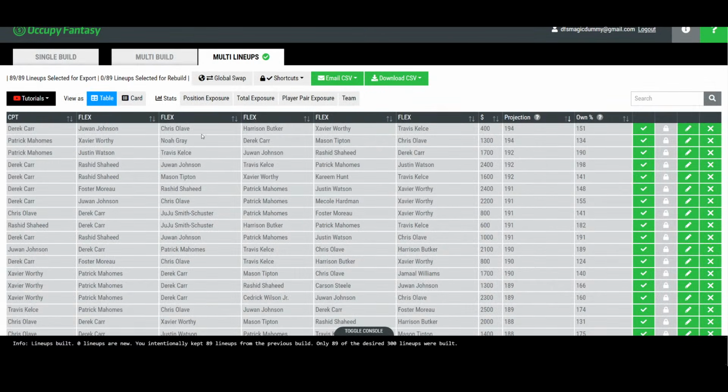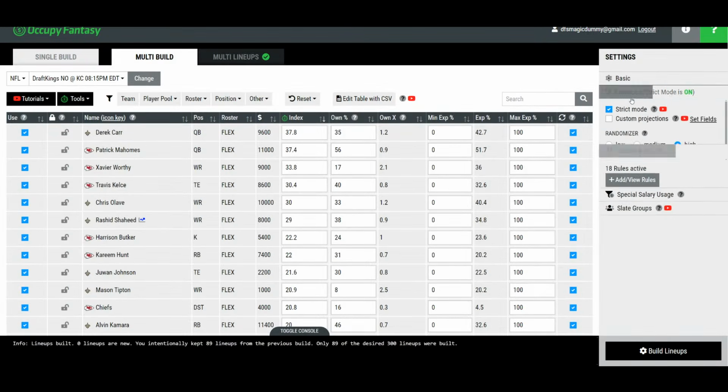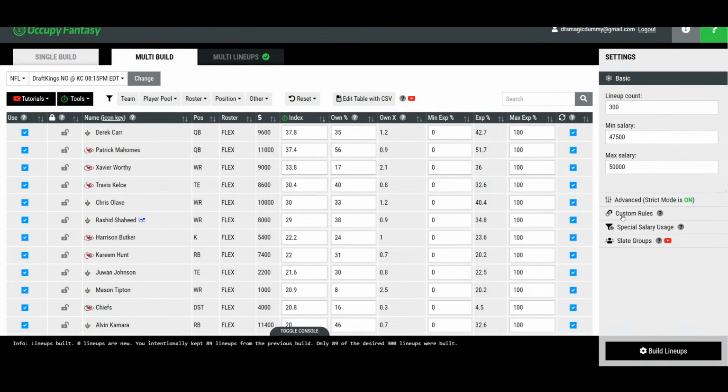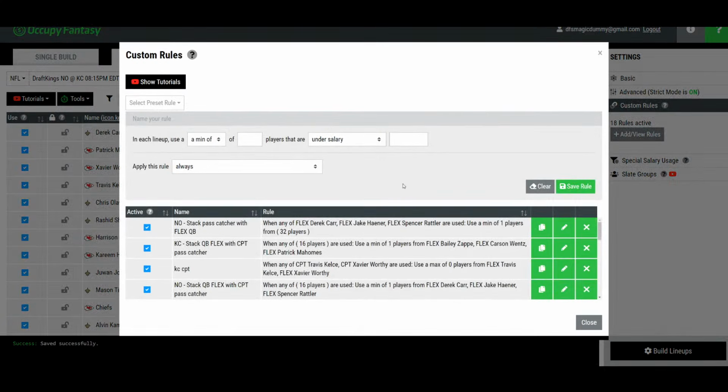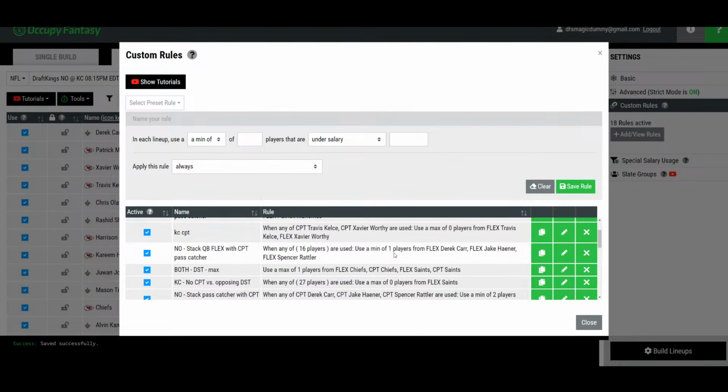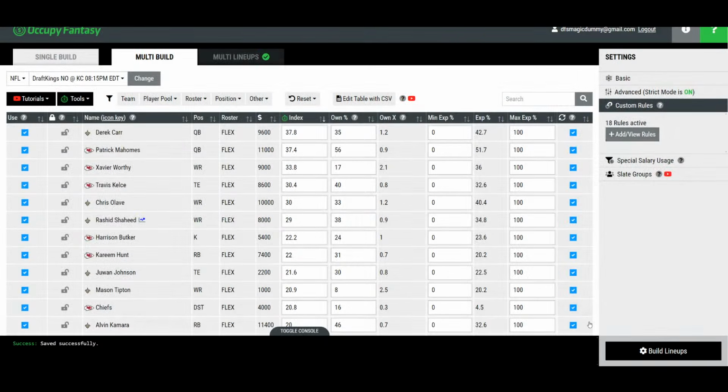Now, I don't know why this is only building 89 lineups. I must have a rule that is restricting me from building too many lineups. Let's see, custom rules. Sometimes this happens, you build a rule incorrectly. I'm not sure which one it is. So in the end, I'll build 300 lineups, and let's just use it with 89, for example.